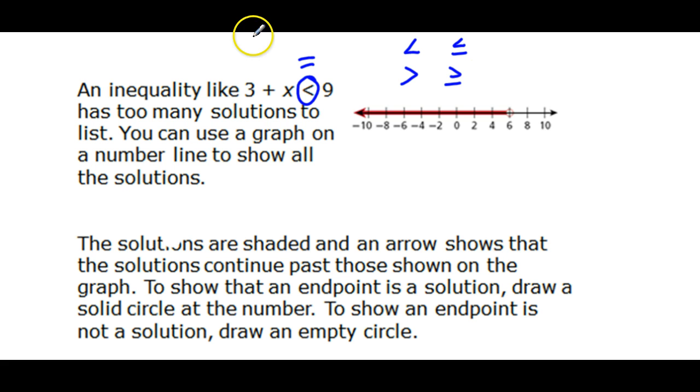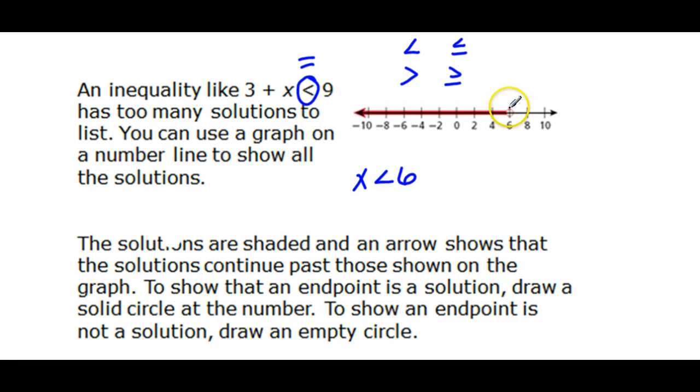In this case, we have to ask ourselves, 3 plus what is less than 9? Well, 3 plus 6 is equal to 9. So to be less than 9, x would have to be less than 6. So how many numbers are there less than 6? An infinite number of those. So we have to show the solution as a graph. We don't have a choice on that.